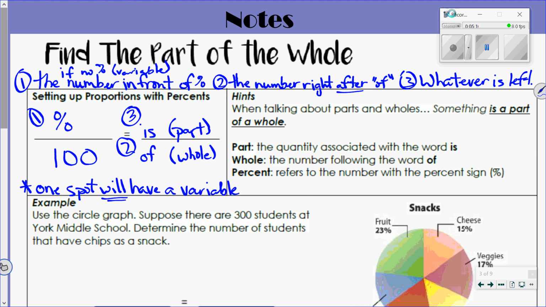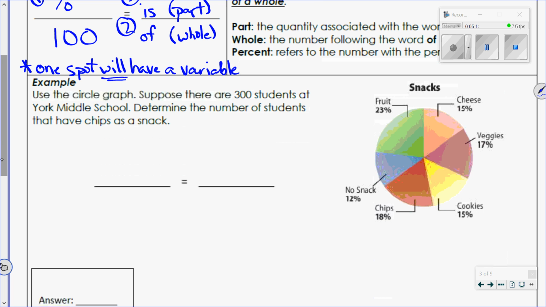So let's take a look at an example to help make some of this make sense. We're going to use our circle graph. Suppose there are 300 students at your middle school. Determine the number of students that have chips as a snack. So they're giving us our base setup. Let's go ahead and throw our 100 in right off. So looking at my circle graph, what is the percentage for chips, Caden? 18%. So where does that 18 go? On top of the 100.